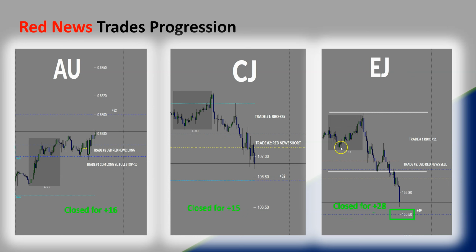And then this last trade, I closed this for 28 pips. It did have a profit target set down here for 49 pips. Didn't quite make it. And I actually gave back a little bit in that trade.